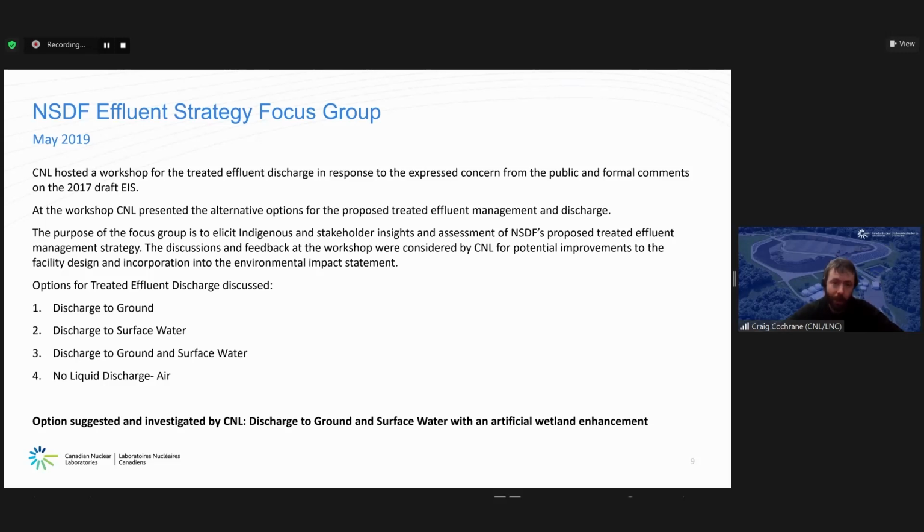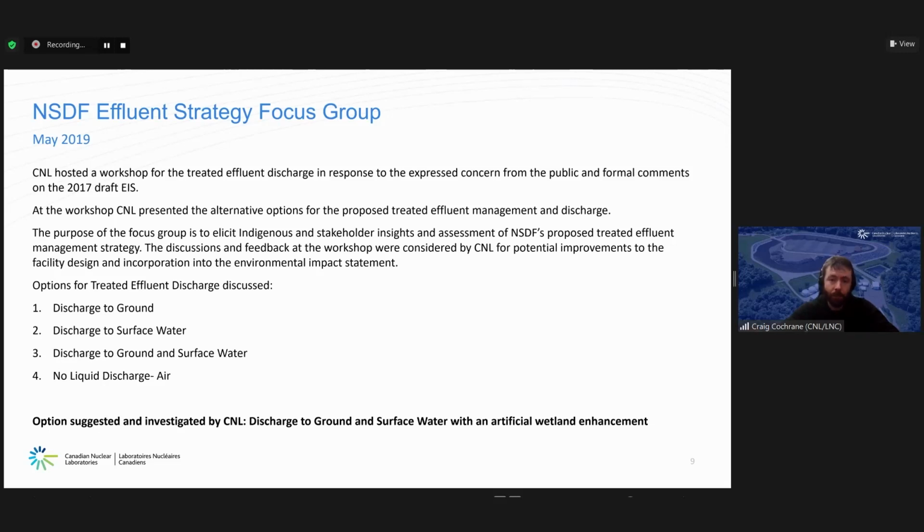So where this comes to is the NSDF Effluent Strategy Focus Group, which happened back in 2019. In 2019, CNL hosted a workshop for effluent discharges, and this was in response to concerns from the public and regulator comments on the first round of the EIS in 2017. At that workshop, CNL brought up a bunch of options of the proposed effluents, both treated and non-contact, to solicit and seek various stakeholder insights and input on what we were doing, what we could do better, and if there were alternatives that we should be looking at.